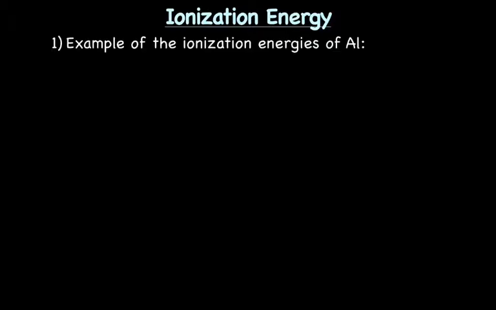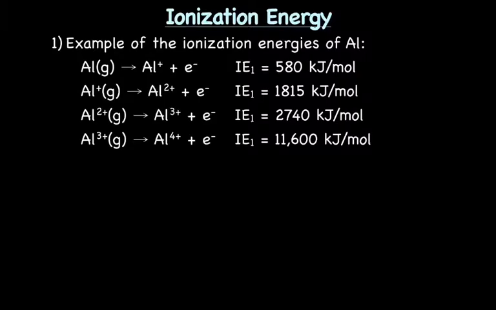Remember that ionization energy is the energy needed to remove an electron from an atom, making it a positive ion. So the first thing I want to do is give you a list, an example of some ionization energies of aluminum. Okay, so here we have aluminum, right here, losing 1 electron to become Al1+.